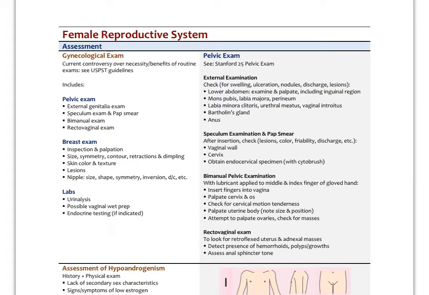So I just want to say a few words about the gynecologic exam. There's a bit of controversy going on right now about the need for the frequency of these exams and so forth, and I'm not going to get into that here. But I just want to review some of the major aspects of the gynecologic exam, and that would include the pelvic exam, the breast exam, and then various labs. And I want to go in detail and look at the different types of labs that are used.